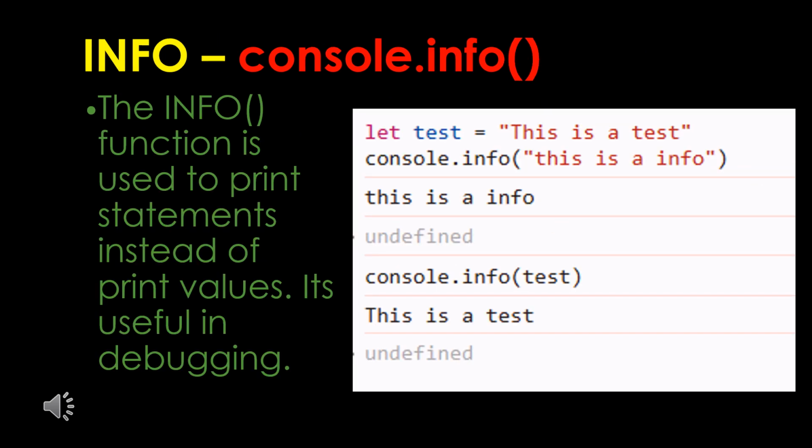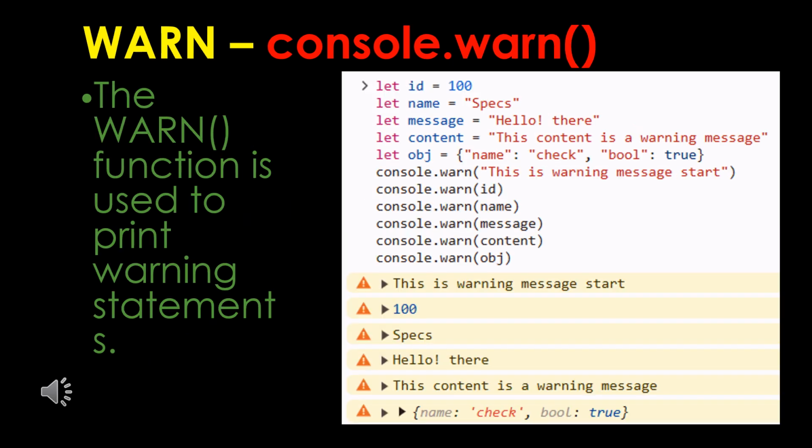Console.info, this is similar to console.log, which is used to print the statements and informations properly. Console.warn, so this is used to print warning statements only.